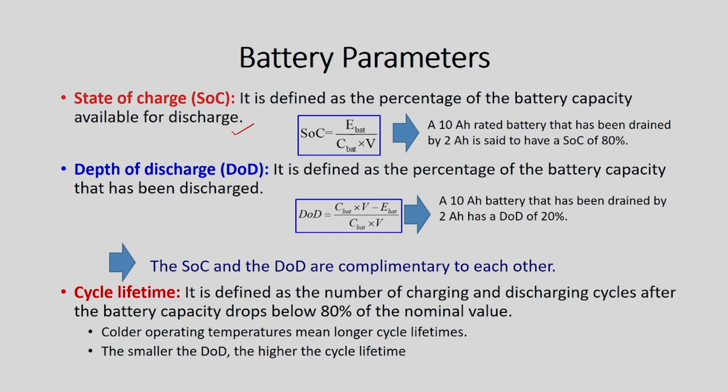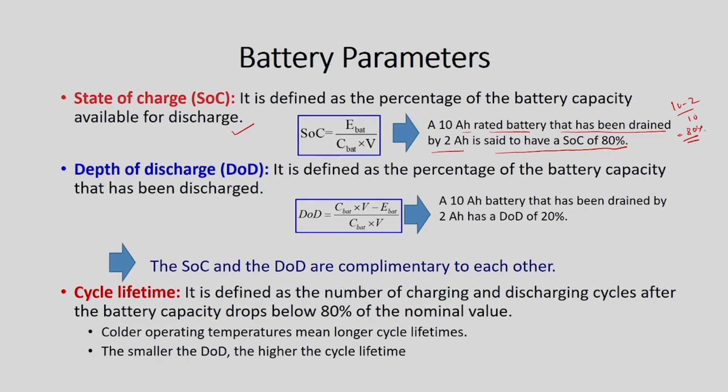So, SOC is equal to E_bat, the energy of the battery, divided by C_bat, the capacity of the battery, multiplied by the rated voltage. For example, a 10 ampere hour rated battery that has been drained by 2 ampere hours is said to have a SOC of 80%. This is something like (10 minus 2) divided by 10. It will be 80%.